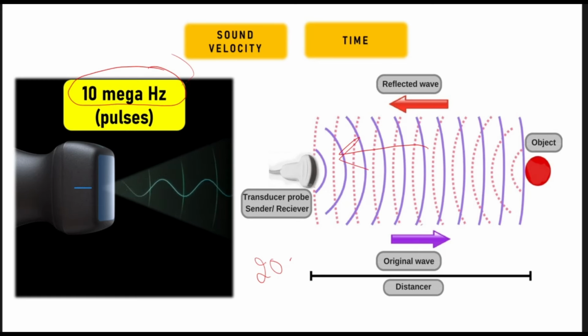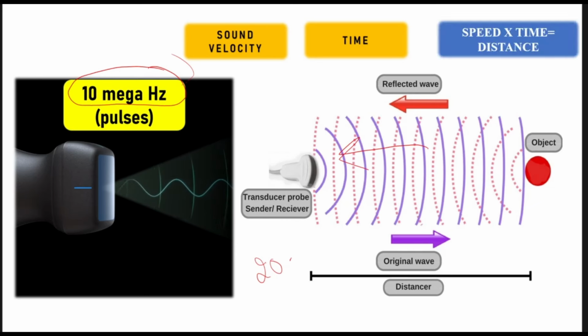All right. Now, the sound is going to travel at a particular velocity within the eye, and we know that the waves are coming back towards the probe. They are taking some time to go towards the object and some time to come back towards the probe. The machine is going to calculate all that time, and once it has calculated that time, it is going to use this formula, that is speed into time equals distance.